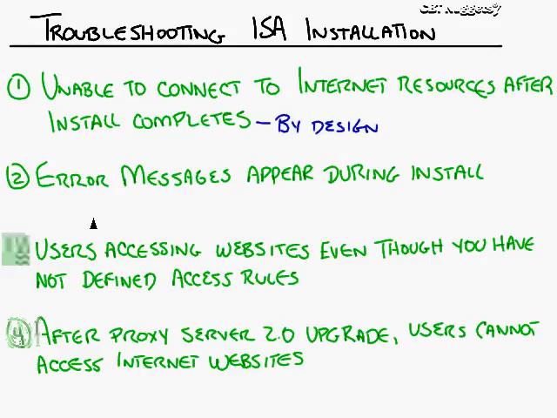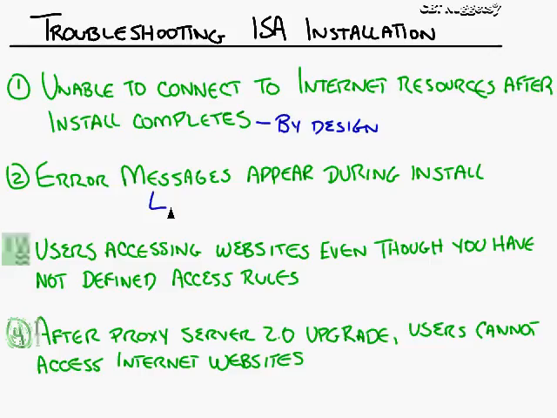Number two, an error message of some sort appears during the install. This could happen for a variety of reasons. A service couldn't stop, you didn't have enough hard drive space, just something went wrong. In that case, the solution is normally to go into the control panel, remove the ISA Server installation using Add/Remove Programs, reboot and have a clean start, and try the install again.